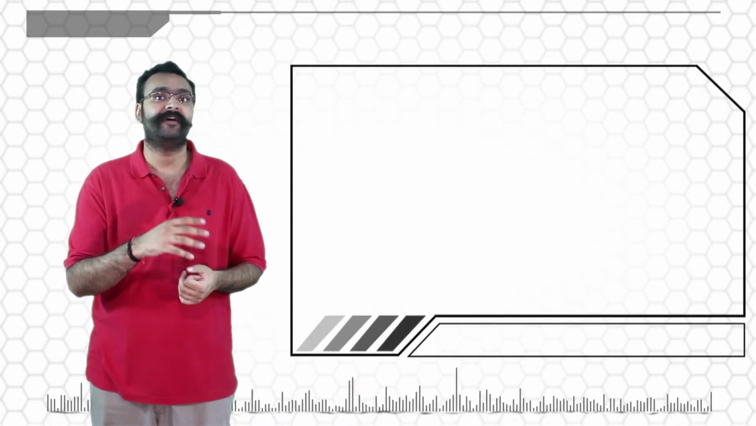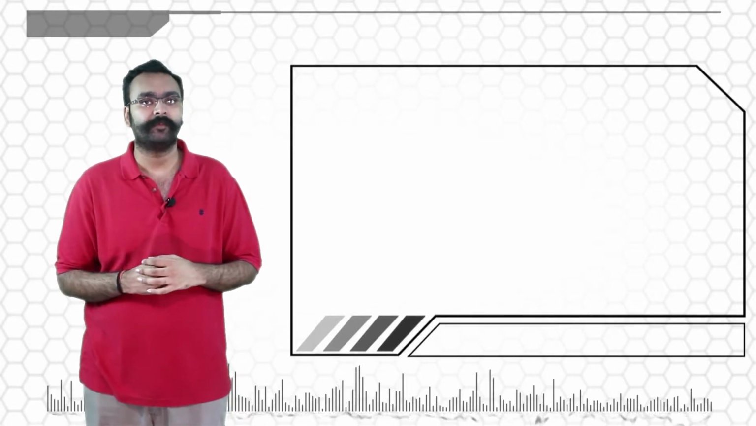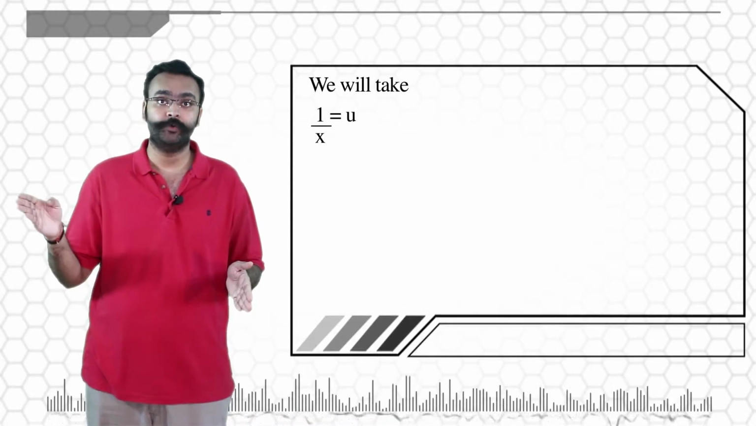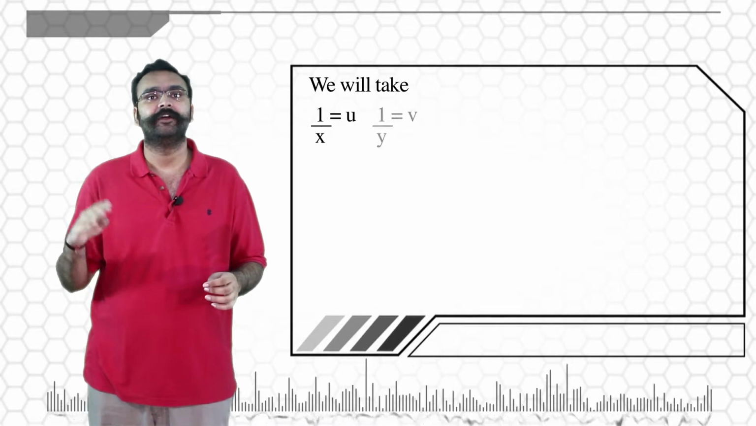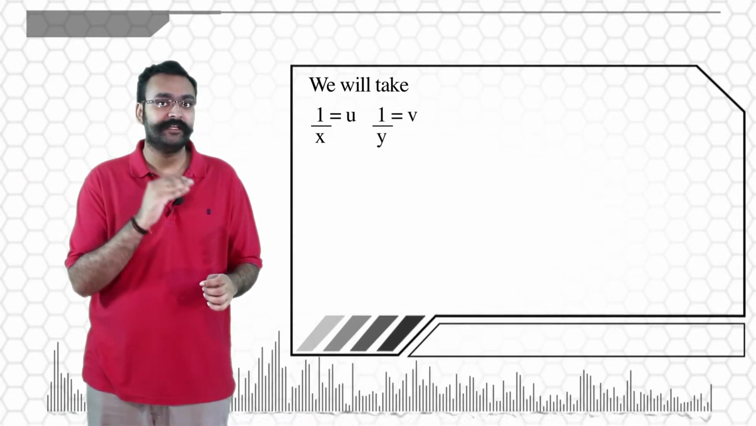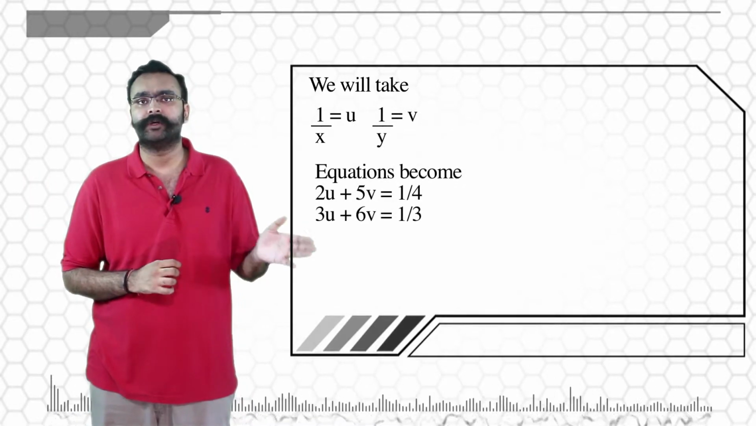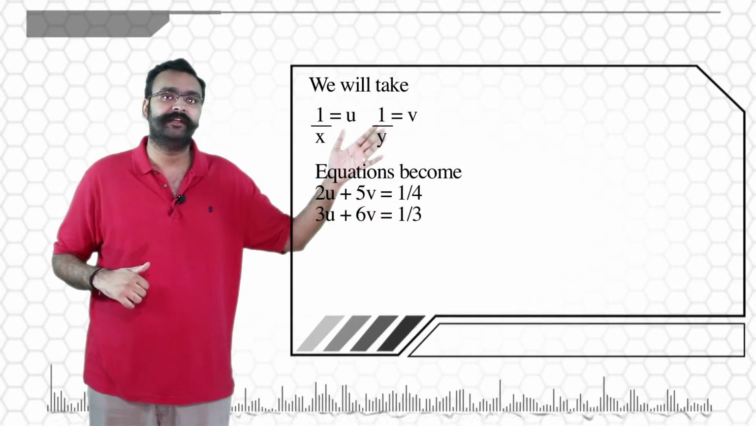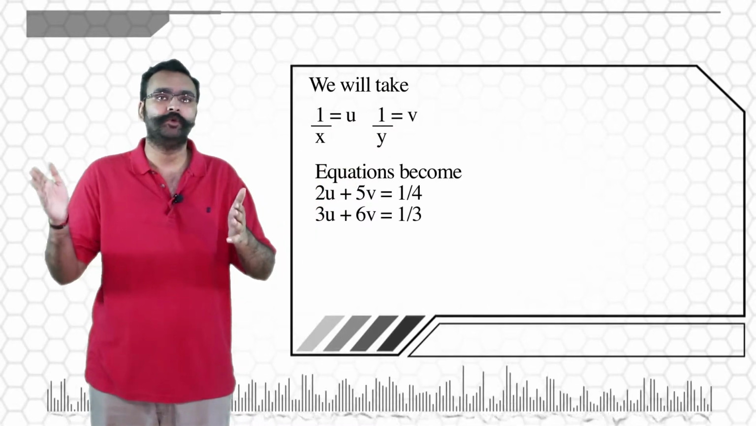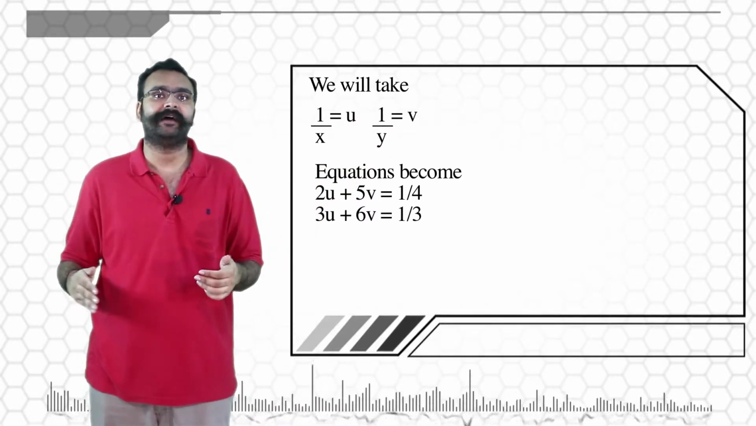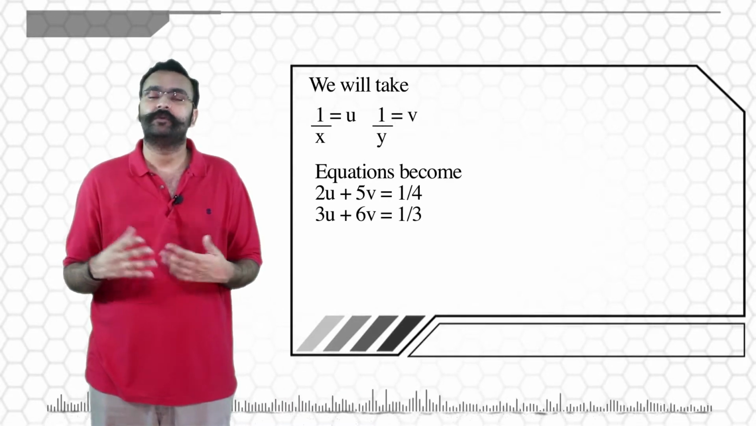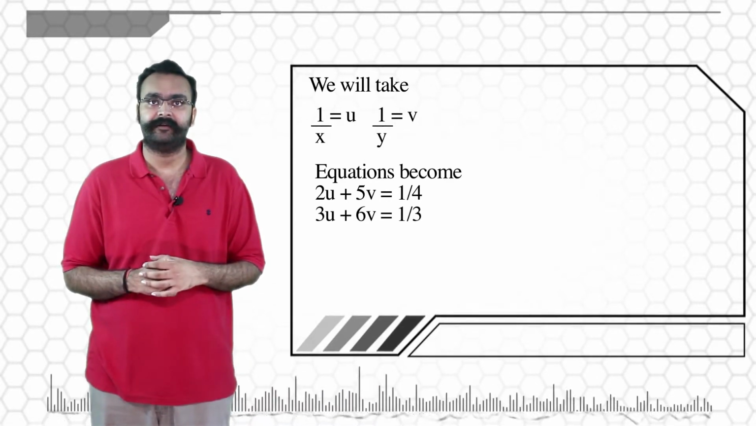Now this is very similar to the boat and stream problem, although a bit easier in that we again take 1 by x to be u and 1 by y to be v. We will proceed to solve it in the same way. The good thing about this question is that you don't have to solve linear equations again later. Once you get u and v, you'll just get x and y directly as their reciprocal. We'll go through it once and look at what answers we get at the end.